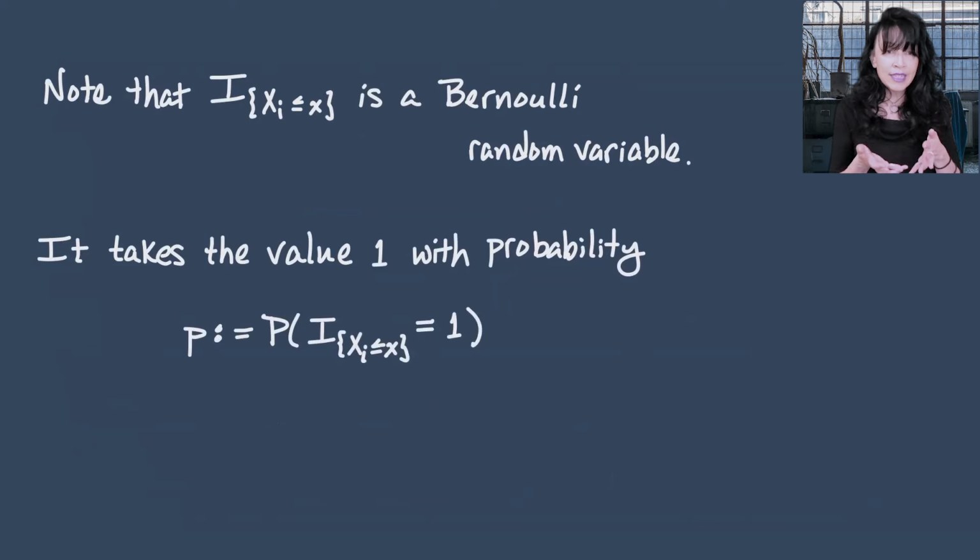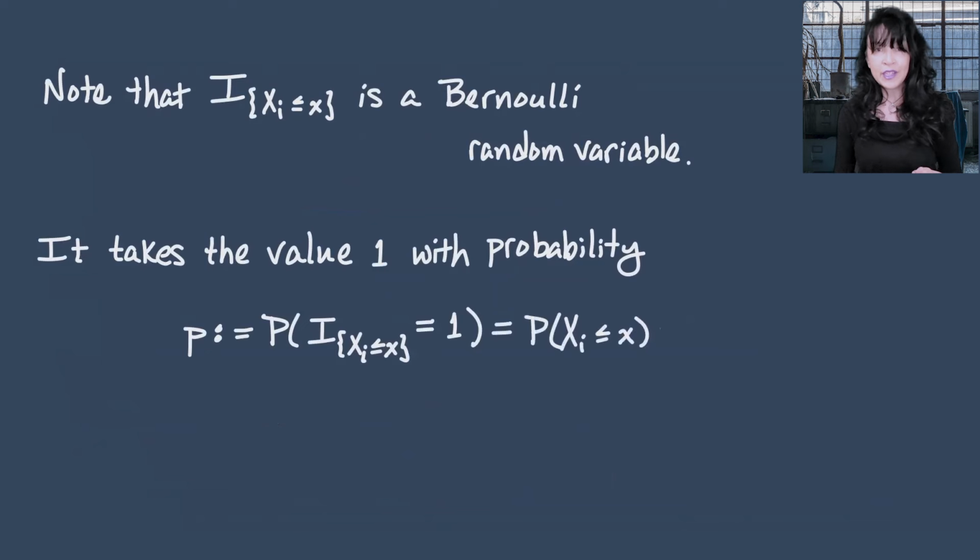So this event that the indicator is 1 is equivalent to saying that capital X sub I was less than or equal to x. And this probability is precisely the underlying CDF F of x. That is the CDF for capital X1, capital X2, and all of these random variables we're working with. So we have a Bernoulli random variable with p equals F of x.